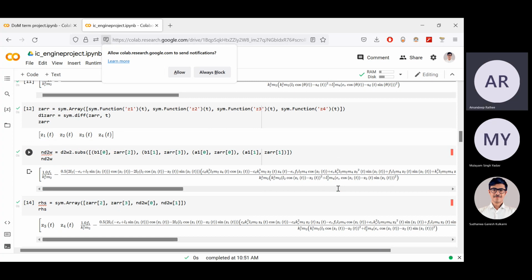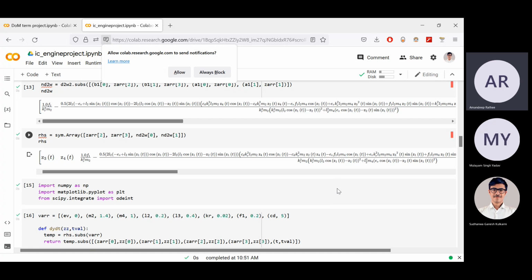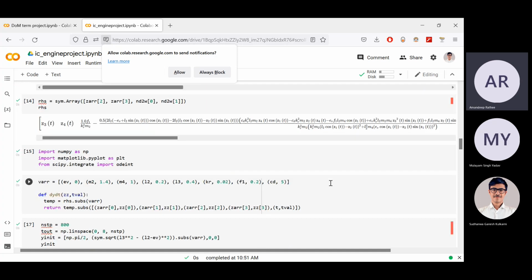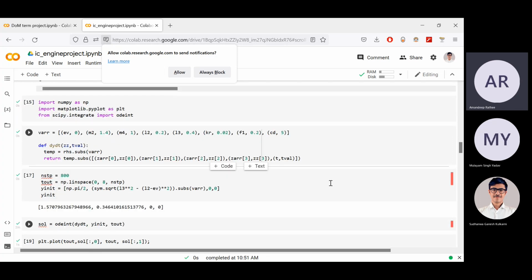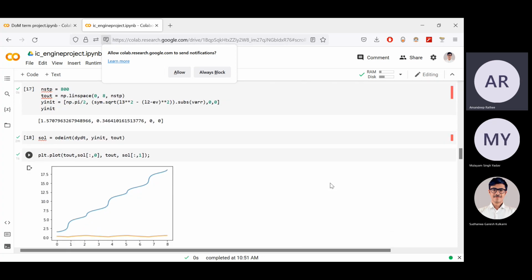After taking this, what we have assumed is that we have written the LHS and RHS part of the equation, and then we have tried to solve them through our solver, that is ODE int. In this ODE int, we have assumed some initial conditions, and those initial conditions, along with the numerical analysis part, we have shown two graphs.